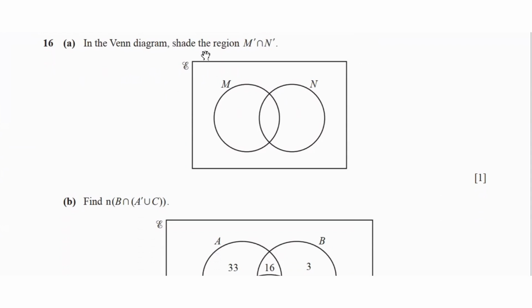Question 16 says in the Venn diagram, shade the region M complement intersection N complement, which is basically equal to M union N whole complement. So M union N whole complement is going to be everything outside of M and N. Simple as that.